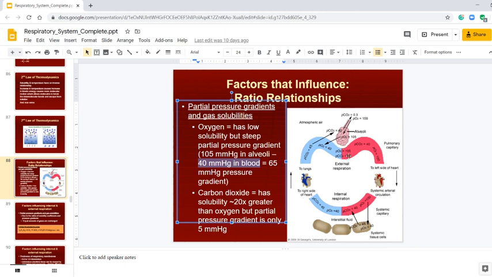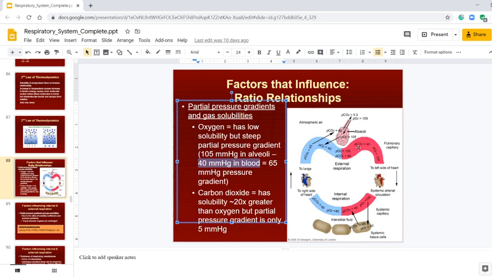So here we have that part, external respiration. We have this partial pressure gradient difference, right? Now what we're seeing is that we exchange that. So now in the blood we have oxygen at 105 and carbon dioxide at 40. We have this switch, right?